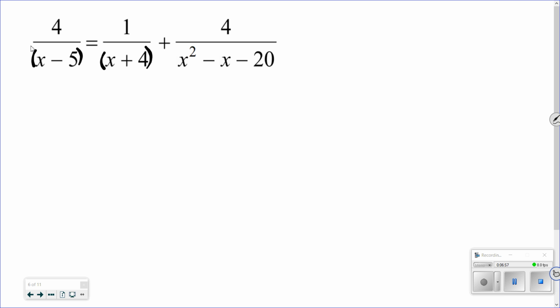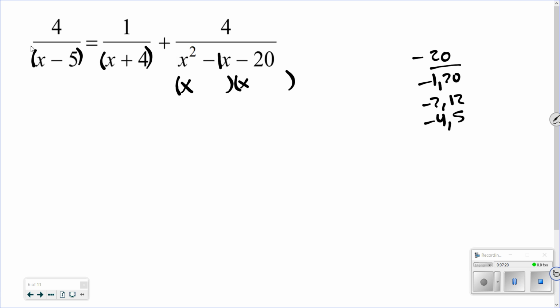X squared minus x minus 20 does factor, right? We do 2 sets of parentheses. Take the factors of what I times to get x squared, so x and x. Then we take the factors of negative 20. Negative 1 and 20. I'm looking for the ones that add up to be a negative 1. So I think it's that, negative, well, negative 4 and 5 add up to be positive 1. I'm just going to flip the signs. So plus 4, minus 5.